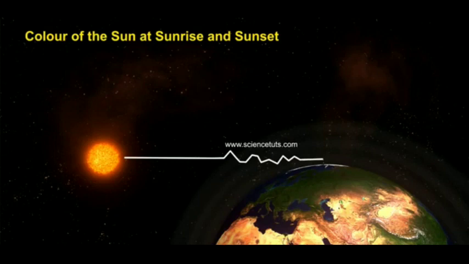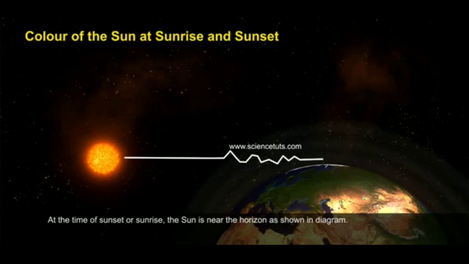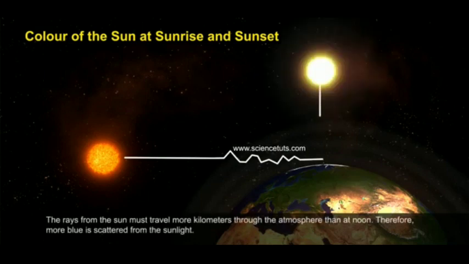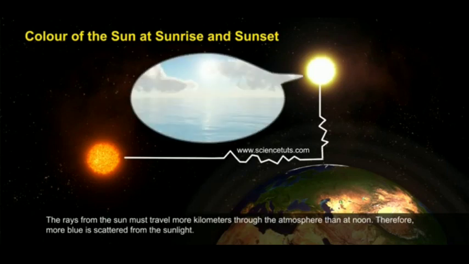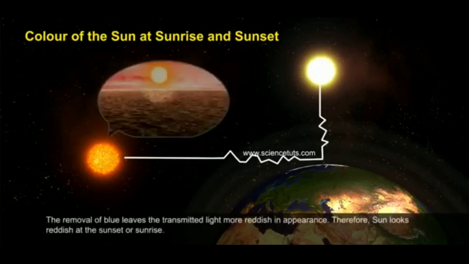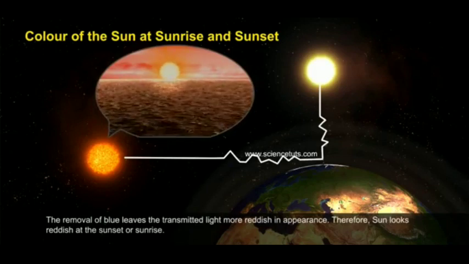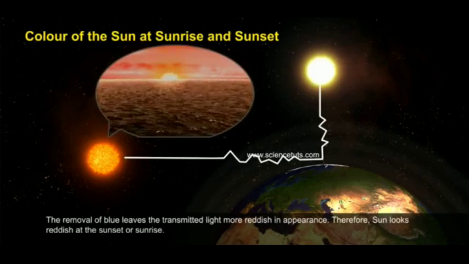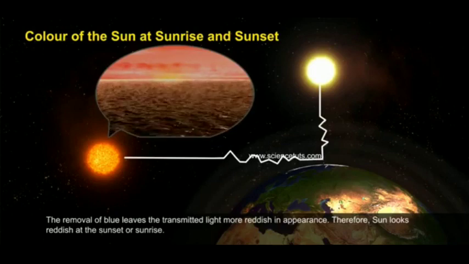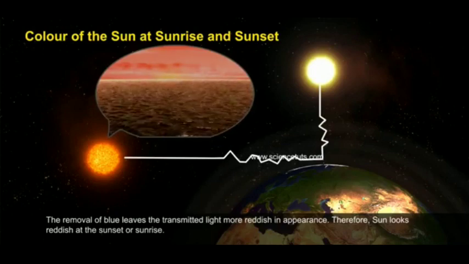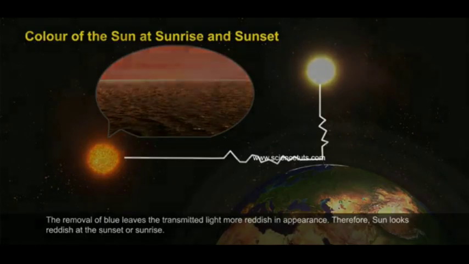Color of the sun at sunrise and sunset. At the time of sunset or sunrise, the sun is near the horizon as shown in the diagram. The rays from the sun must travel more kilometers through the atmosphere than at noon. Therefore, more blue is scattered from the sunlight. The removal of blue leaves the transmitted light more reddish in appearance. Therefore, the sun looks reddish at sunset or sunrise.